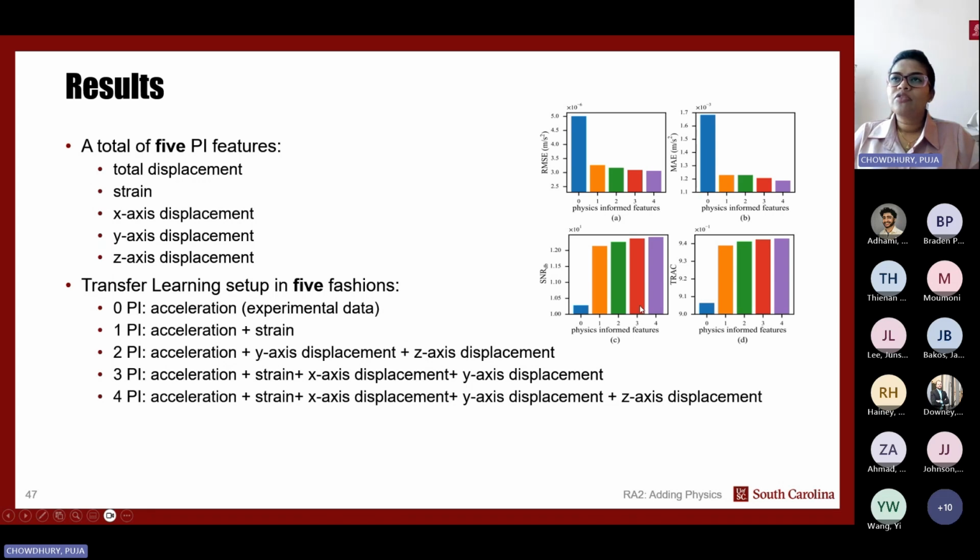Now look at the performance for the different metrics. In RMSE, we can see that when we increase the features, it decreases the error. The same thing happens in the case of MAE: with more PI, we have less error. In the case of SNR, it goes up when we add more features. Also in the case of track, adding more features means better performance.